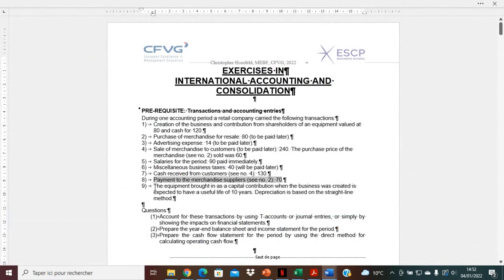And the last transaction, the equipment brought in as capital contribution in the beginning is expected to have a useful life of 10 years. Depreciation is based on the straight line method. Depreciation refers to the loss of value that we have for an equipment or any other long-term asset that loses value over time because we use it. Here it says that the equipment can be used over 10 years, and the loss of value, the depreciation, is straight line. That means we assume every year has the same loss of value.